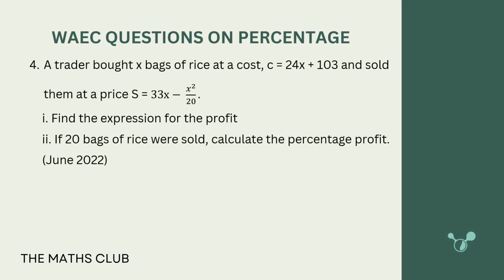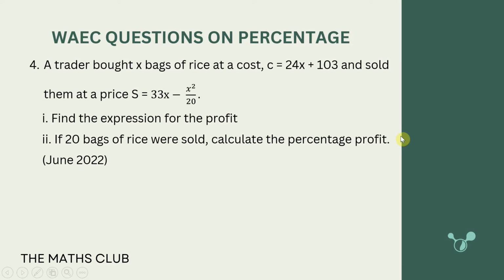Great. Next question says that a trader bought x bags of rice at the cost of C is equal to 24x plus 103 and sold them at the price of S is equal to 33x minus x squared over 20. Find the expression for the profit, and then if 20 bags of rice were sold, calculate the percentage profit. I want you to pause the video and try this out yourself.